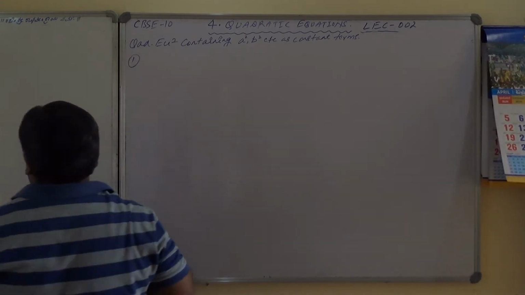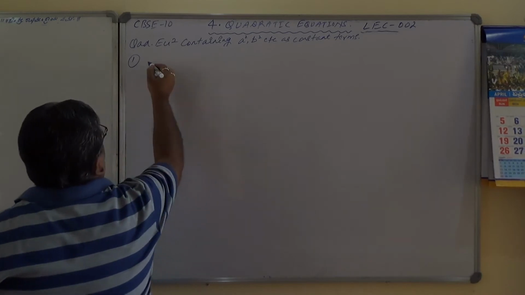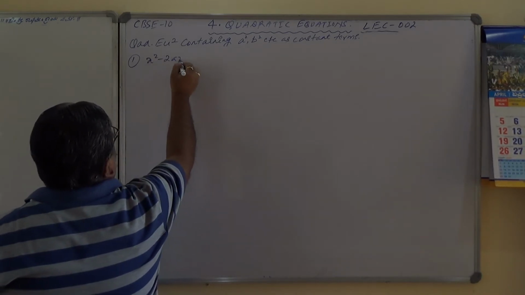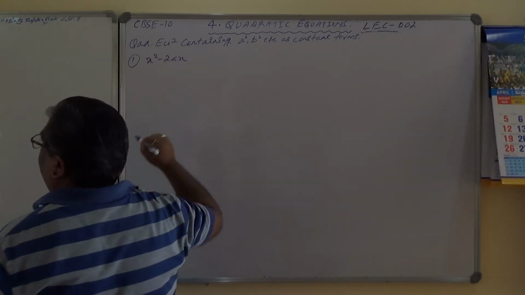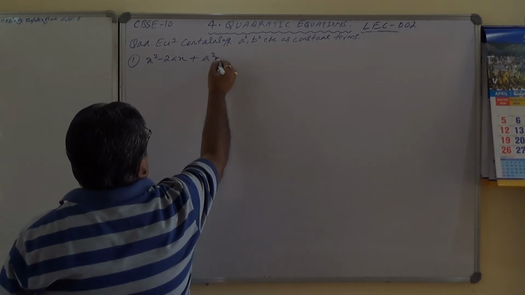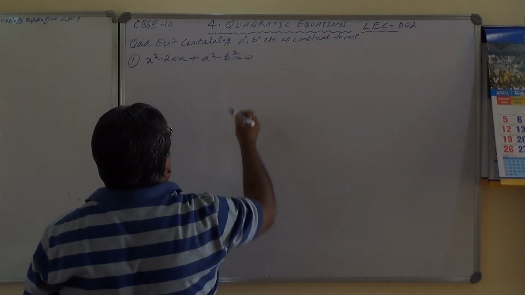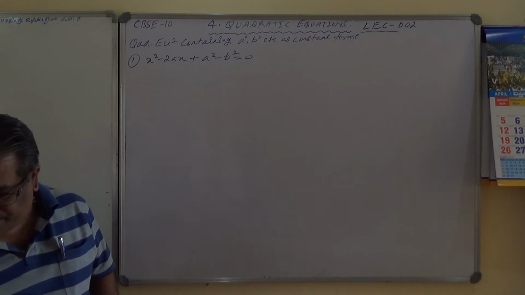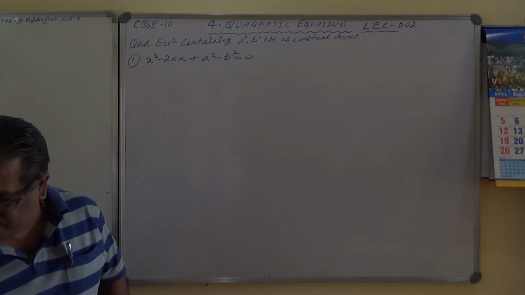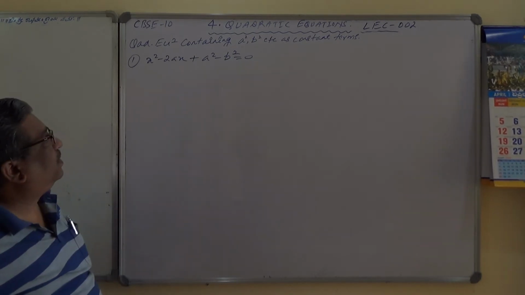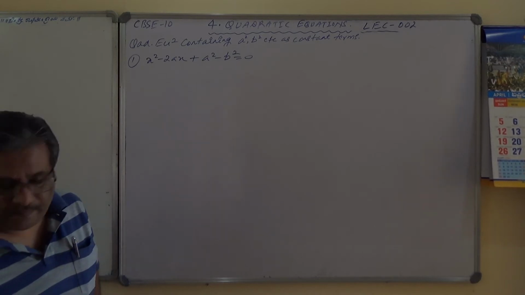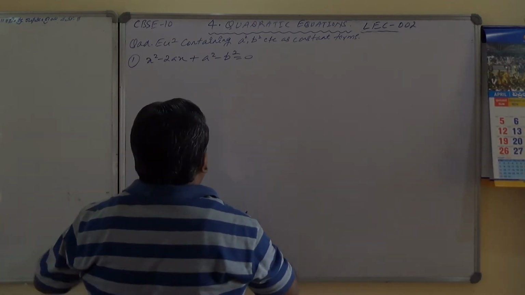Serial number, don't bother about that. x square minus 2ax plus a square minus b square equals 0. Let me check whether this one is correct or not. x square minus 2ax plus a square minus b square equals 0. And this is the question. How to do this one?